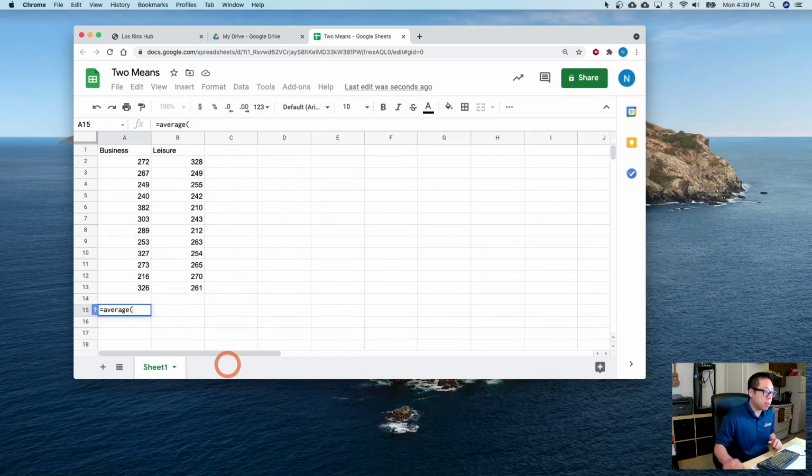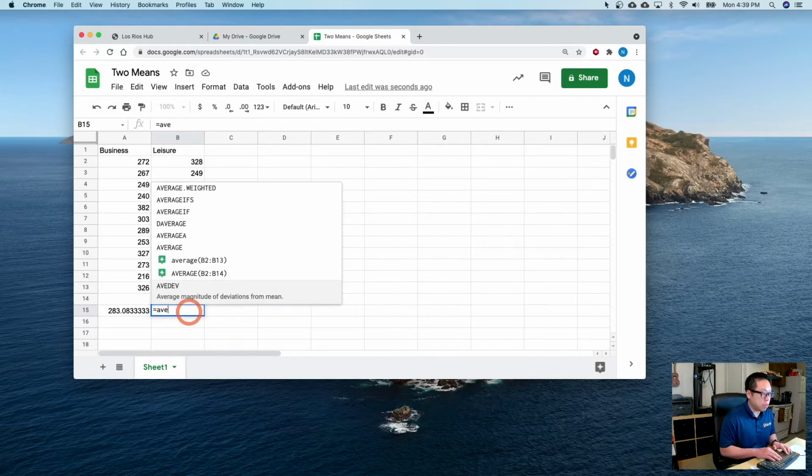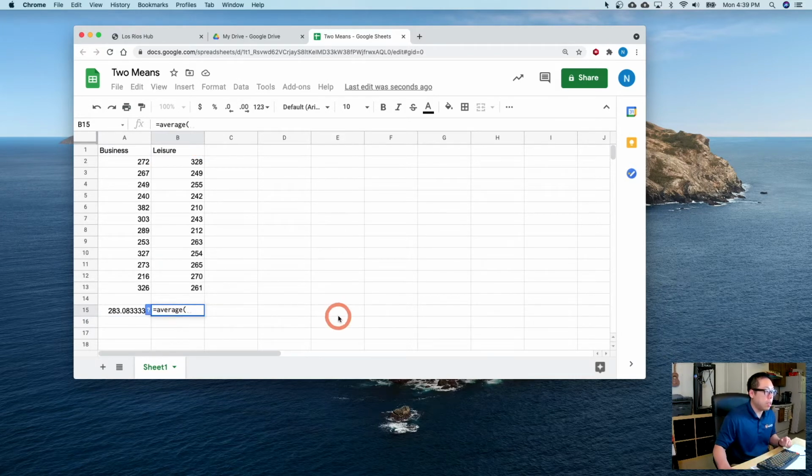A-V-E-R-A-G-E, parentheses, and then highlight the column. So I'll highlight the business numbers. Okay, that's the mean for the business. Then I'll move over, do the same thing for leisure: equals, average, parentheses, highlight the leisure column. Okay, that's the mean for the leisure.